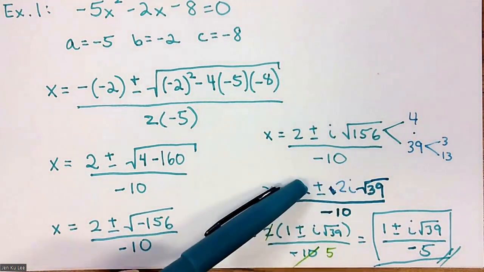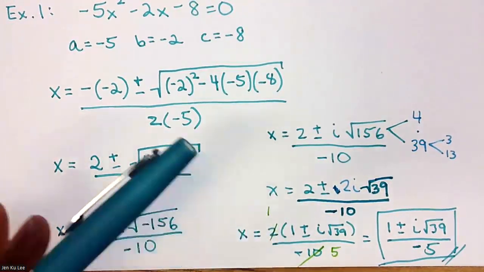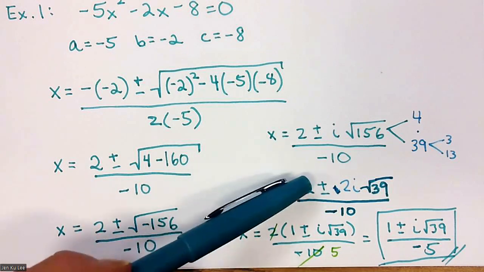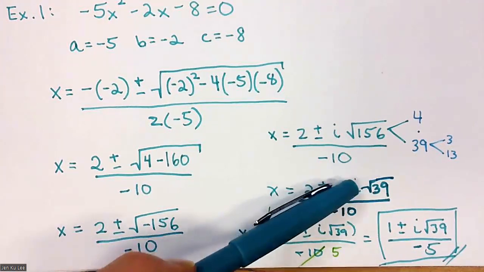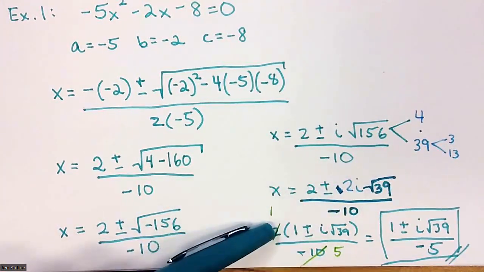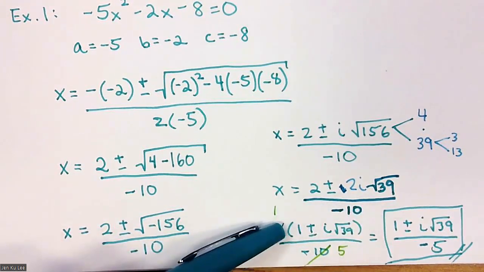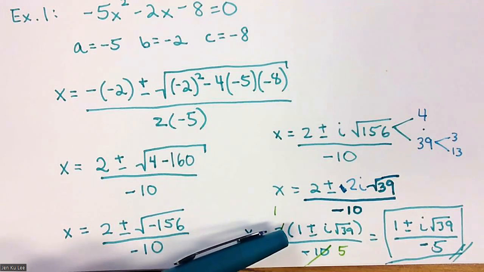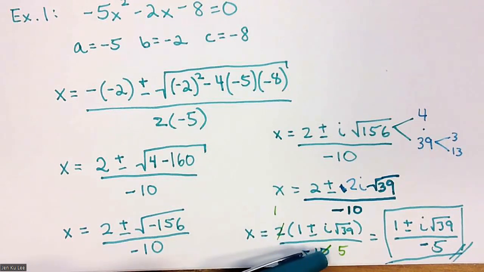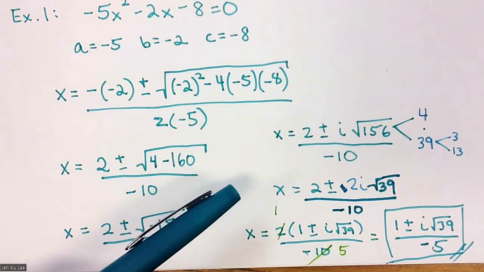I pulled out a 2, right? I took out a 2 because with 2 plus or minus 2i, I can pull out a 2 on the top in my numerator. Well, after I pulled out the 2, I found out that 2 can go into 10 5 times, so I just simplified that.